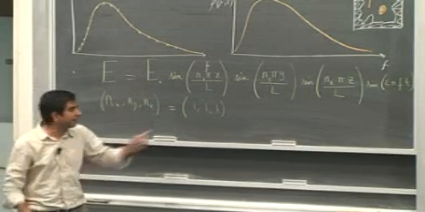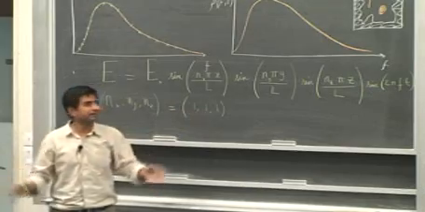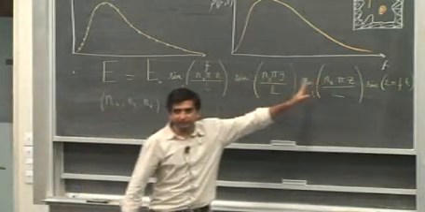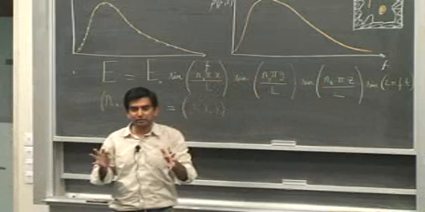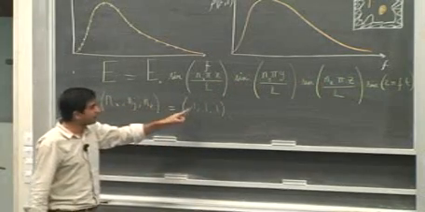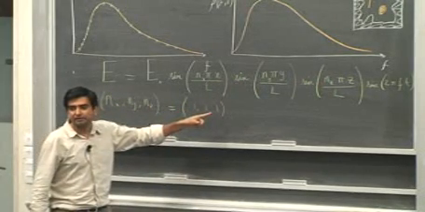If any of these is 0, the wave will disappear because the electric field will disappear. So the fundamental mode is when nx is 1, ny is 1 and nz is 1.